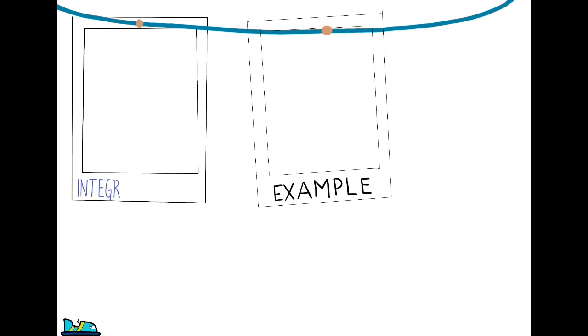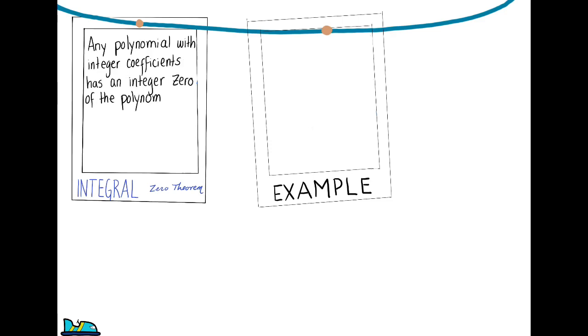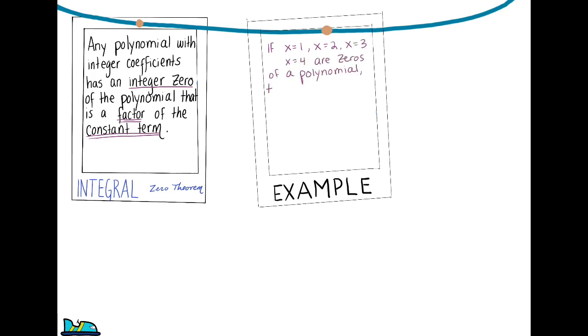This next theorem is called the integral zero theorem, and what this one says is that for any polynomial with integral coefficients, if an integer is a zero of the polynomial, it must be a factor of the constant term. Let's take a look at an example so we can see what I mean by that. So if x equals 1, x equals 2, x equals 3, and x equals 4, if we know those are zeros of the polynomial, then we can write those factors: x minus 1, x minus 2, x minus 3, and x minus 4. So we know those are factors of the polynomial.